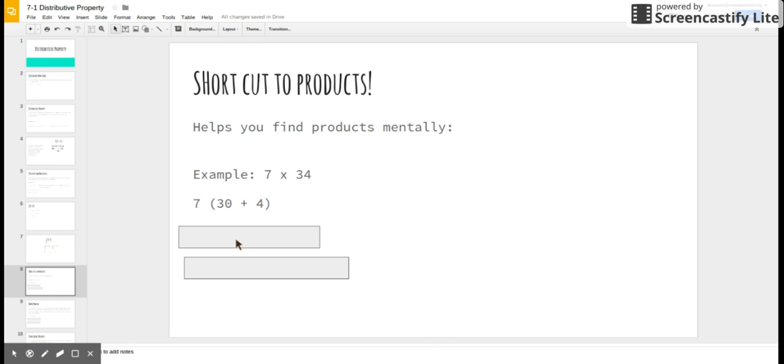And then you could do the distributive property. So 7 times 30 plus 7 times 4. 7 times 30 gets you 210. 7 times 4 gets you 28. And then your total ends up being 238. See, I don't need a calculator to do that now, if I thought of this as 30 plus 4 rather than 34.